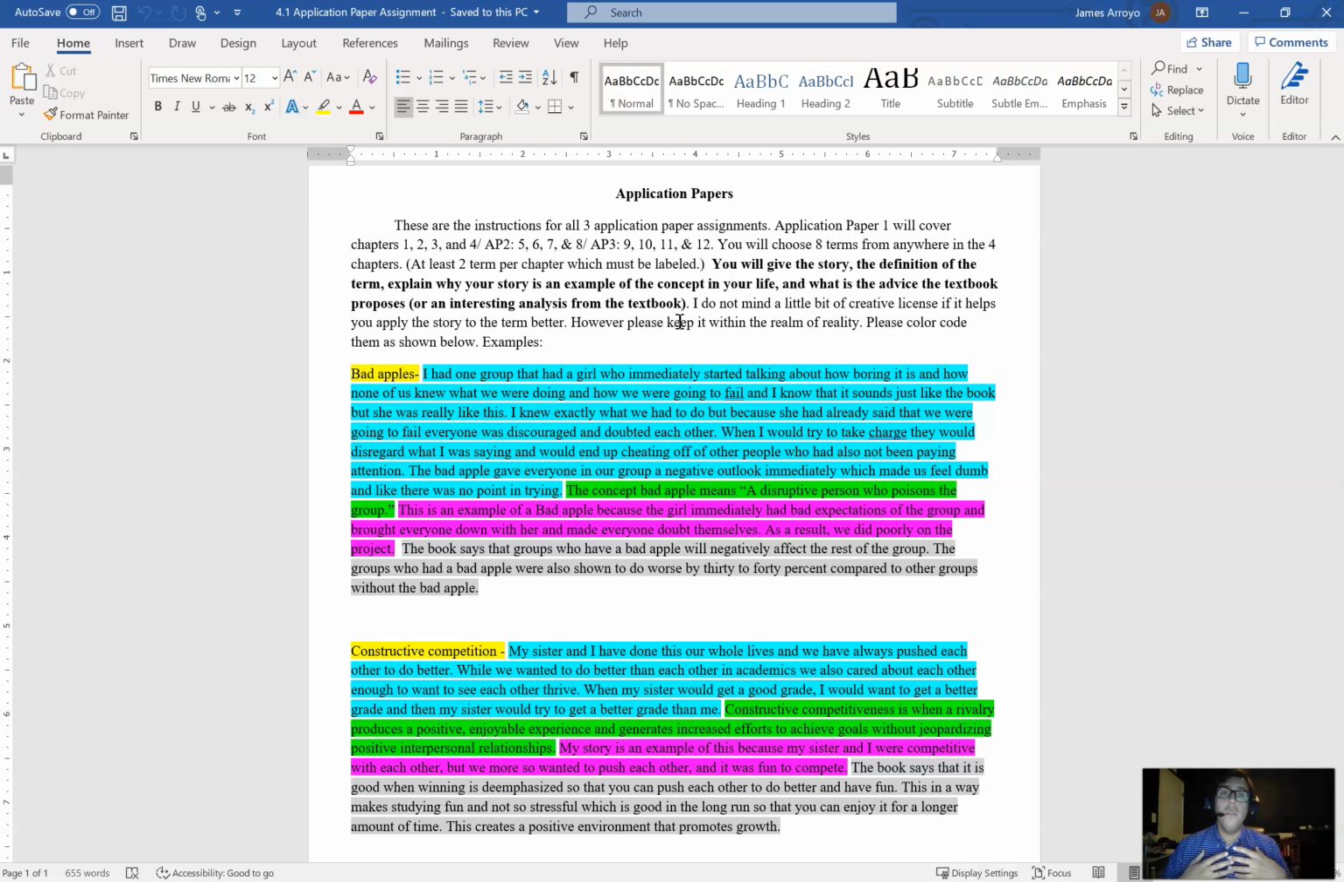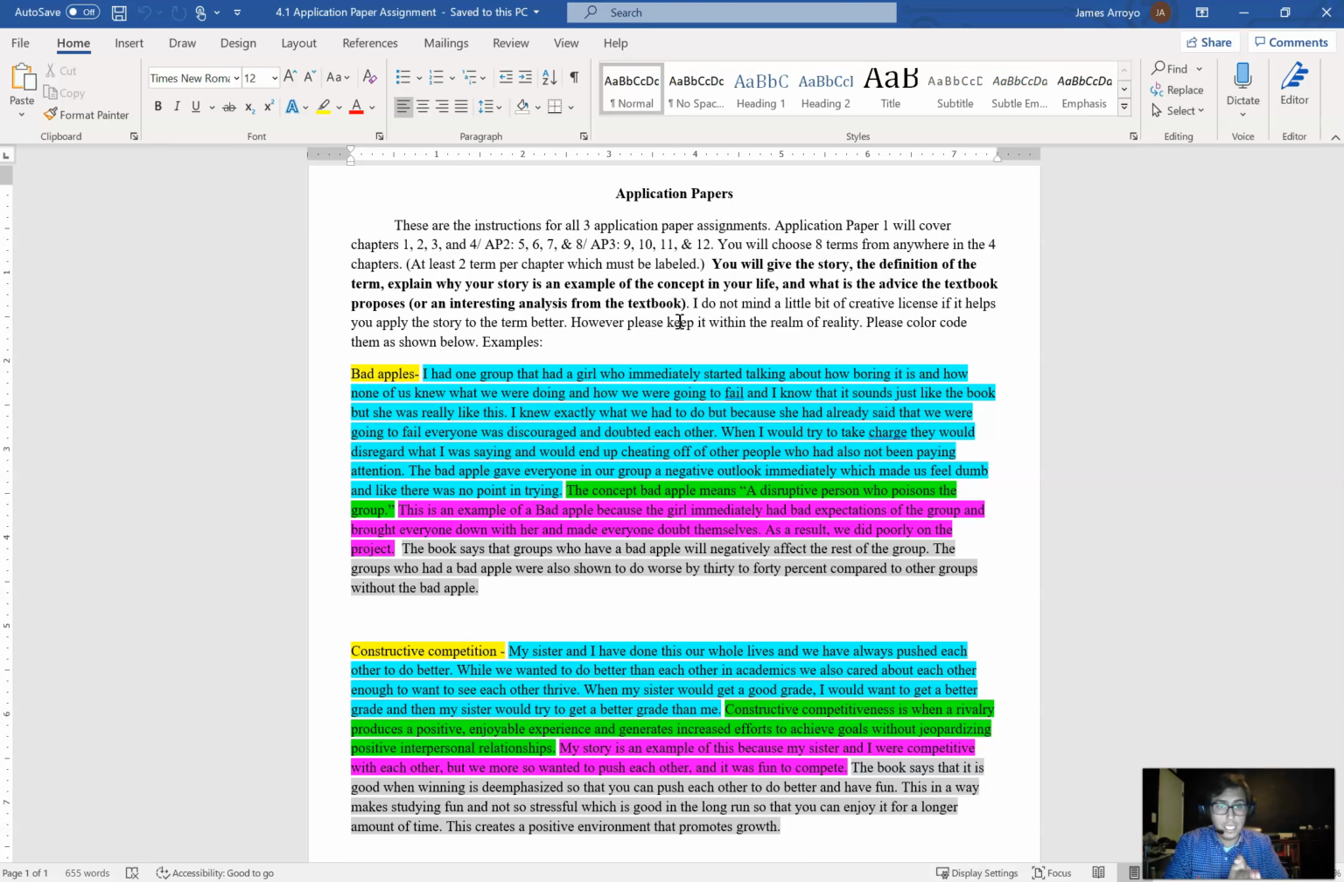So, in these sections, you are going to choose 8 concepts from anywhere in those 4 chapters, at least 2 per chapter. So that's the goal, to have 2 per chapter, and you must label where it is coming from, which chapter it is coming from.